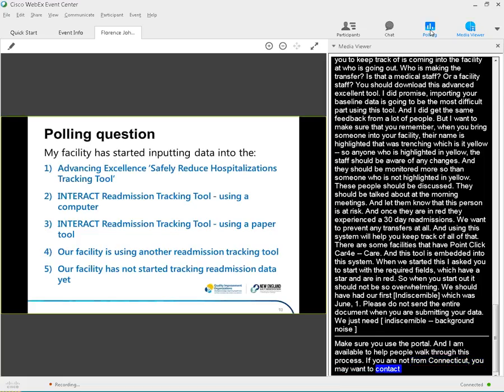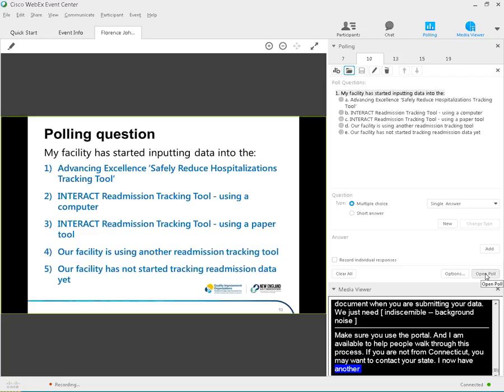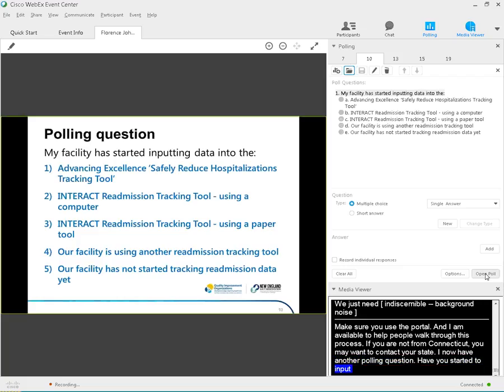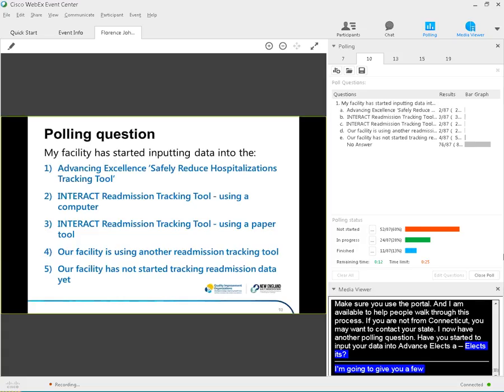All right, so I have a polling question for you. The polling question is asking if you have started to input your data into Advancing Excellence for the hospital transfers. Are you using a computer? Are you using paper? And are you tracking? I'll give you a few seconds for that. Please don't forget to hit submit so we can get your results.